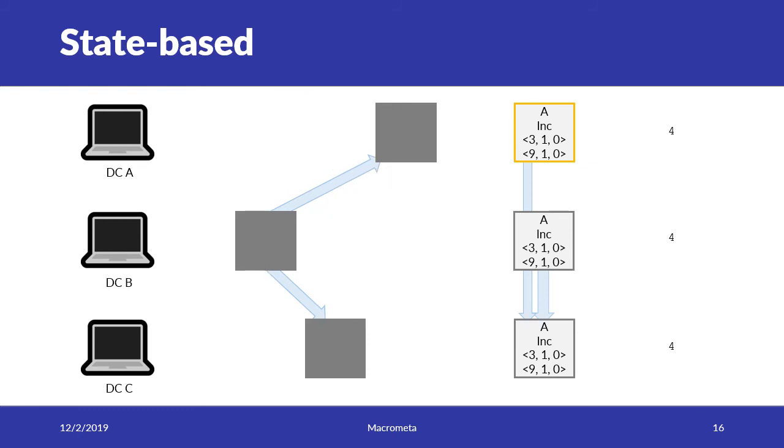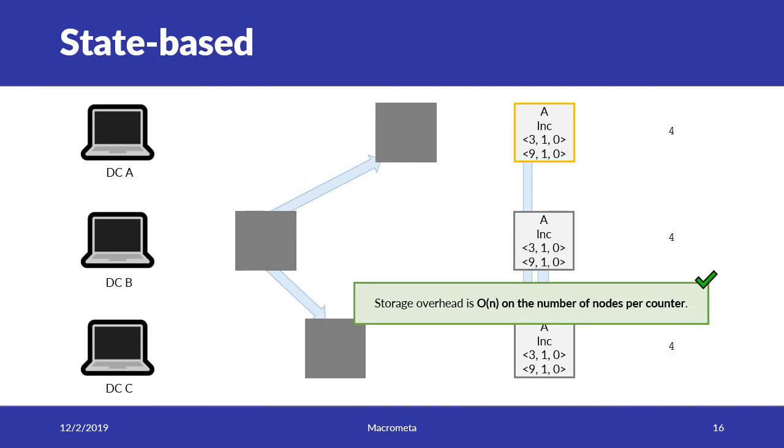This also means that I can kill any updates except for A's last update, because A's update includes everything it's already seen. So we only need to keep, in the ideal case, once propagation is completed, the final update in the system. This is also good because the storage overhead for the counter is just ordered on the number of nodes per counter. So the counter has size 3 and is 3 here because there are 3 data centers in the system.